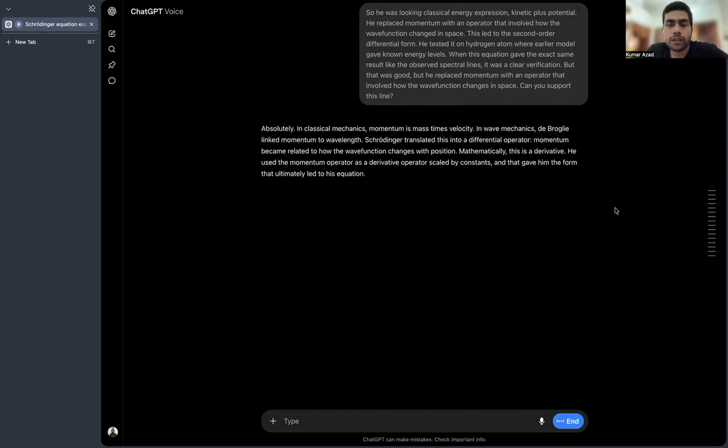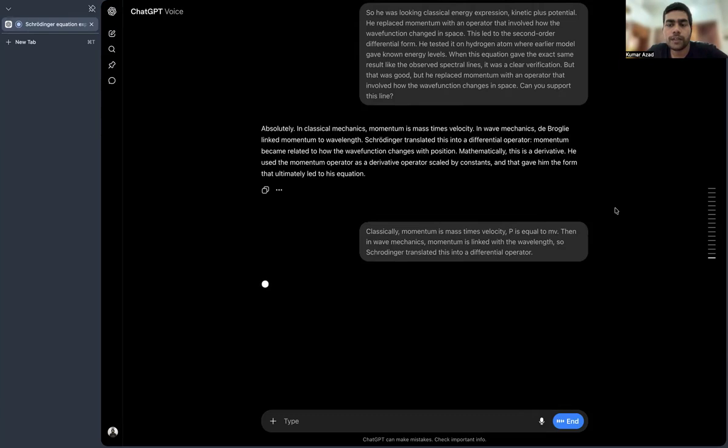So classically, momentum is mass times velocity, p equals mv. Then in wave mechanics, momentum is linked with the wavelength. So Schrödinger translated this into a differential operator. Exactly. Why did they need a differential operator?